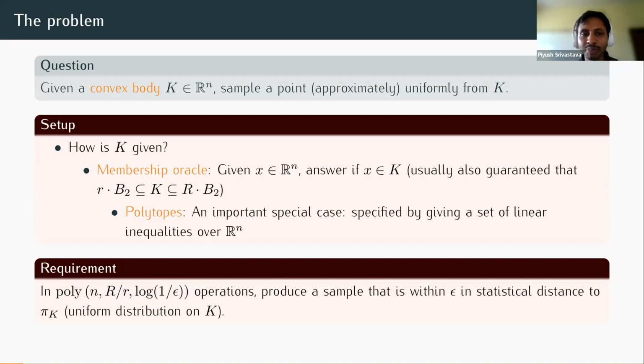But basically, the point of the aspect ratio is that it makes sure that the body is not like a thin needle. If you have a thin needle, then the small r will have to be very small, so capital R by small r will be very large.